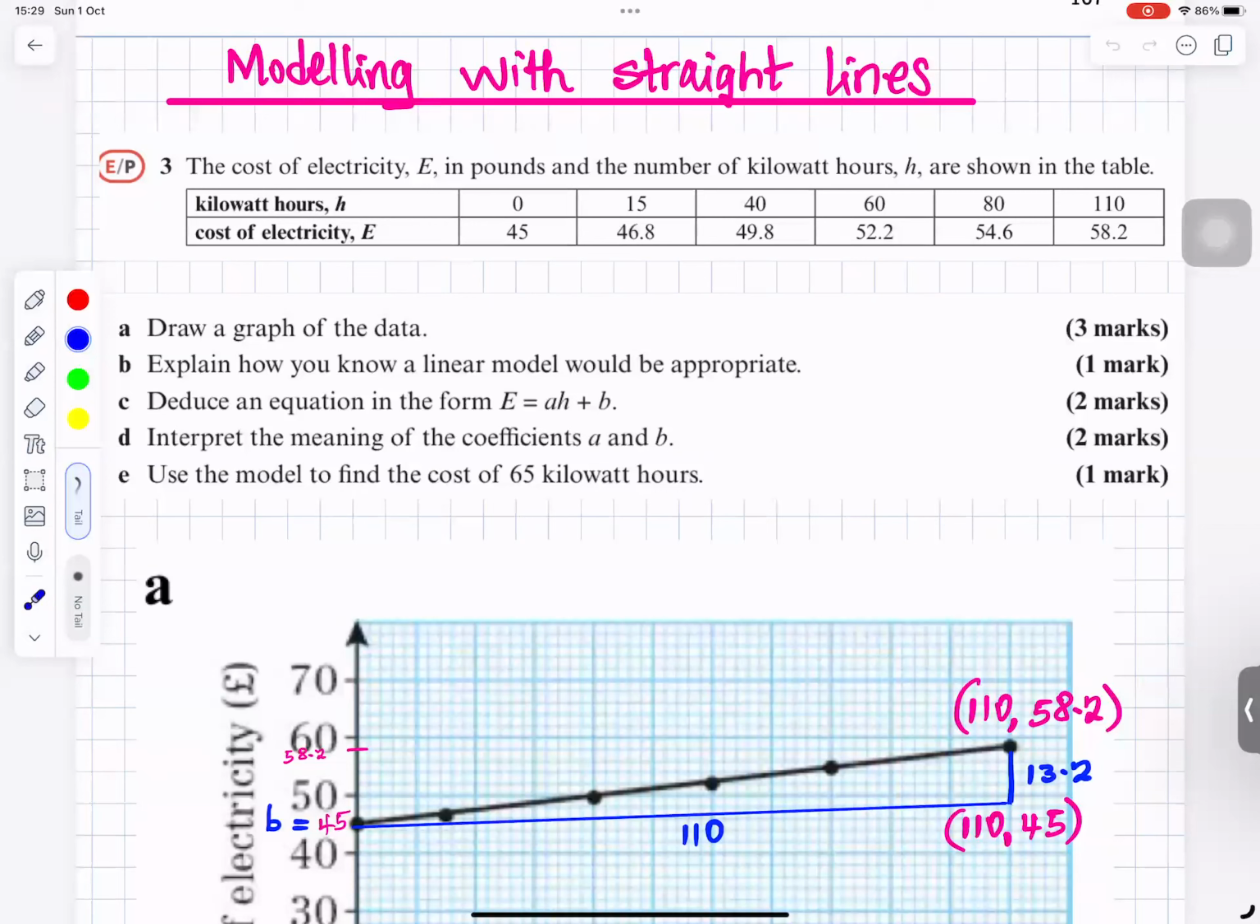The first question, modeling with straight lines. The cost of electricity, E in pounds, and the number of kilowatt hours are shown in the table. Kilowatt hours, cost of electricity. So when it's 0 kilowatt hours, you pay 45 pounds. Draw a graph of the data.